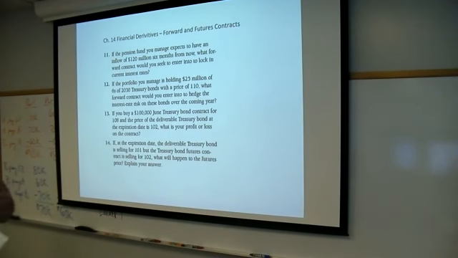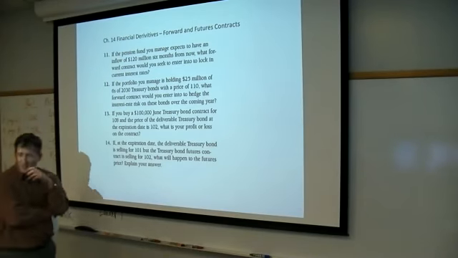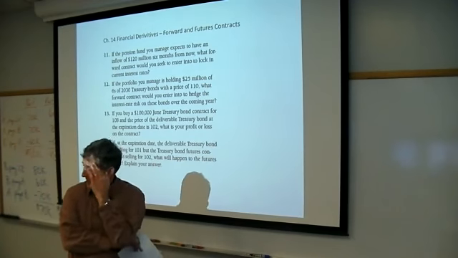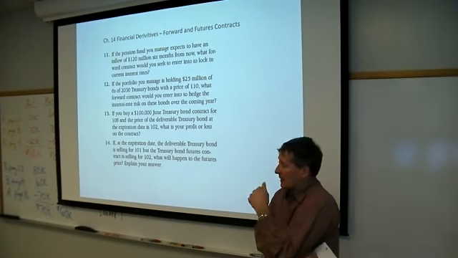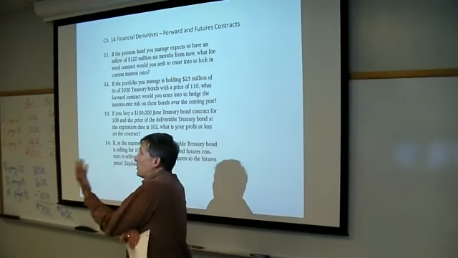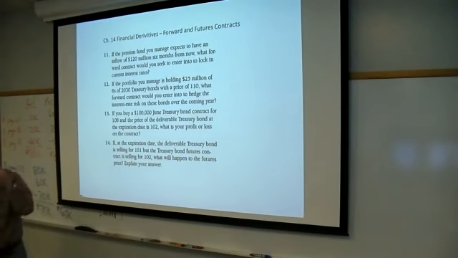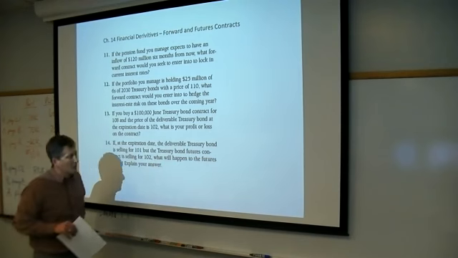Half the battle's getting your arms around what the heck they are talking about. The portfolio you have is holding 25 million of the 2030 Treasury bonds. So what's the 2030 business? That's when they mature. So you're holding on to bonds that mature in 2030. If today's date is 2017, we've got 13 years left on these babies, right? What forward contract would you enter into to hedge the interest rate over the next year?